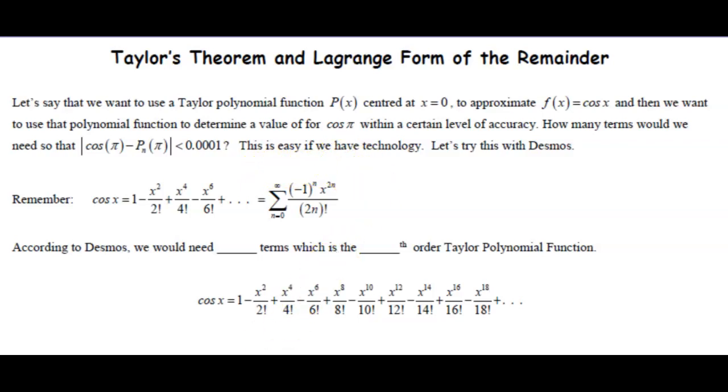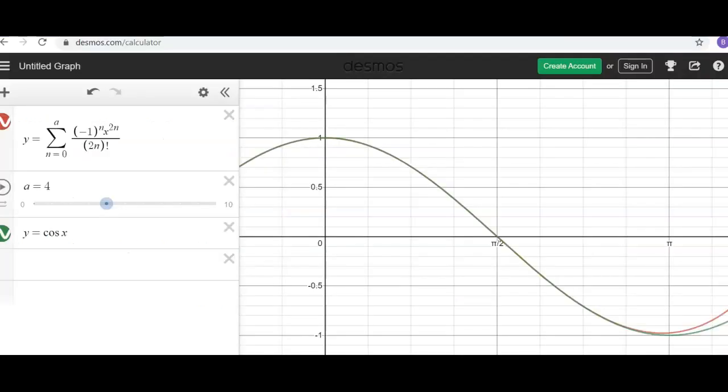And so that's what I will do right now, although I am at home and looking at this, it doesn't look quite as accurate as I've done before. In any case, I've graphed the polynomial function from n equals 0 to a. Right now it's at a equals 4. And then I've graphed y equals cos of x. So if you look over here at pi, you can see that there's a gap there.